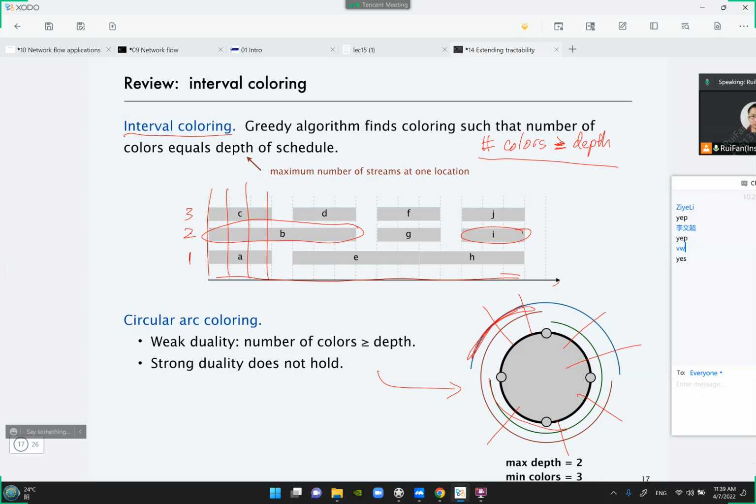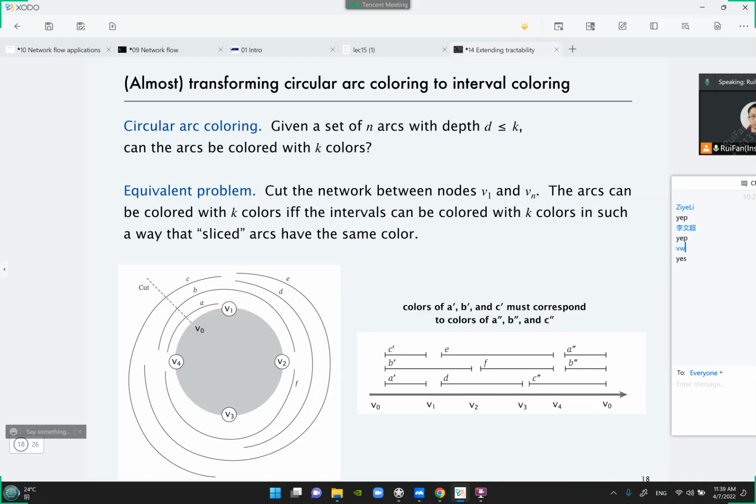Okay, so this circular arc coloring is different from interval coloring. However, we're still going to try to make use of this basic idea from interval coloring, because we have such a nice algorithm for that problem. So let's see if we can still use it in some way to help us solve arc coloring. The way that we're going to use it is, suppose you have an arc coloring problem.